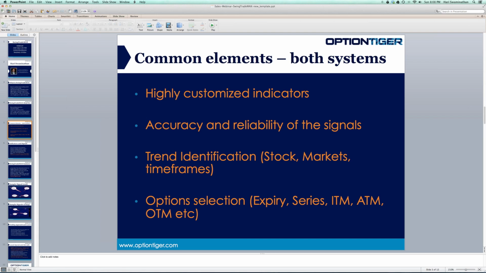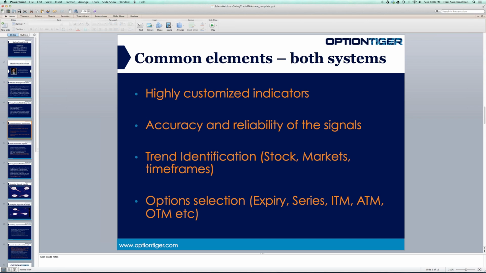And then once you know what trade you want to take, a critical element is the option selection itself. So what I mean is, how far do you go out? Which expiry series do you choose? Do you choose an in the money option? Do you choose an at the money option? Out of the money? Whatever the case might be. These are all critical considerations.